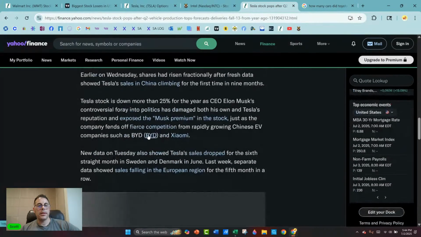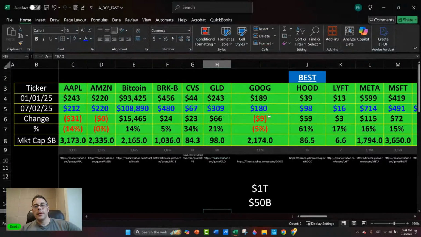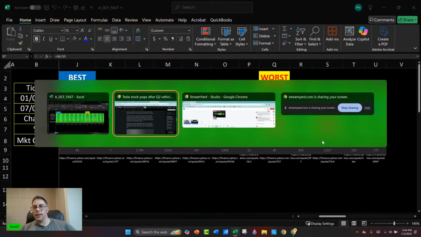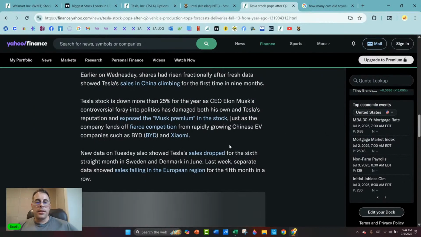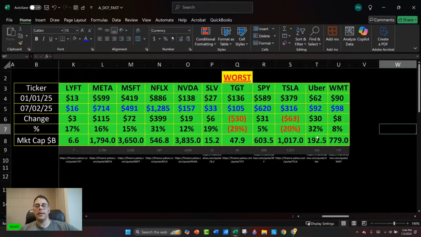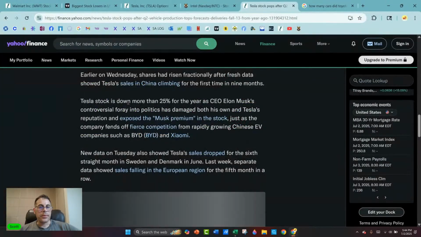Okay, let's see. Earlier on Wednesday, shares had risen. Tesla stock is down more than 25% for the year. So yeah, we saw that earlier. Tesla year to date is down 20%. Apple was doing the worst year to date of the big companies, but now Apple's down 14% and Tesla's down 20%. Tesla stock is down by 25%. It has damaged Tesla's reputation and exposed the Musk premium in the stock.